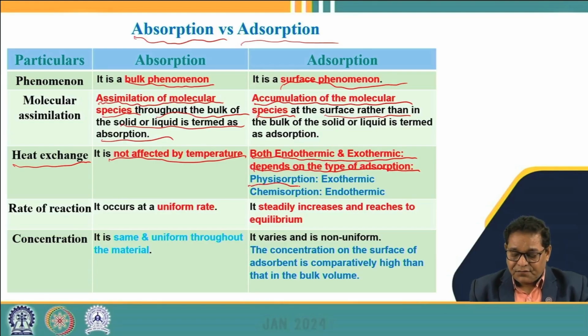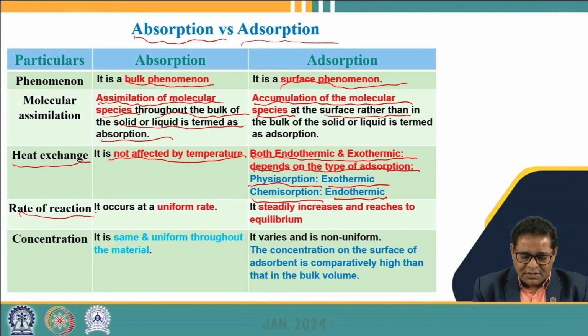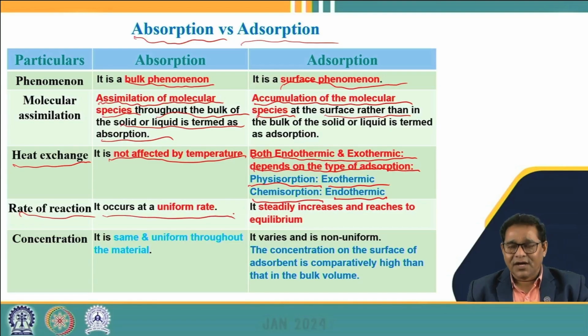If it is physisorption, then this could be an exothermic process, whereas chemisorption is mostly an endothermic process. Similarly, if we talk about the rate of reaction, in the case of absorption it occurs at a uniform rate, whereas in the case of adsorption the rate of reaction increases slowly and reaches equilibrium after a certain time. So this is a steady increase in the rate of reaction till equilibrium is achieved.